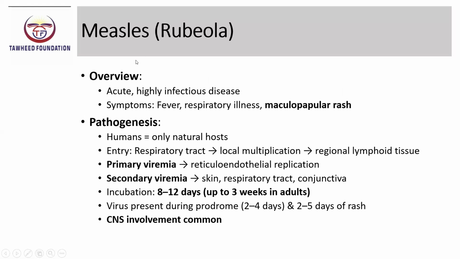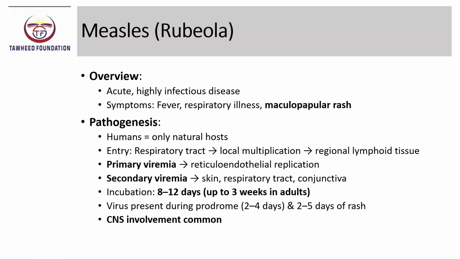Overview of the sixth, measles. Measles is an acute, highly infectious disease characterized by fever, respiratory symptoms, and a maculopapular rash. Overview: it is an acute, highly infectious disease. Symptoms include fever, respiratory illness, and maculopapular rash. Pathogenesis. Humans are the only natural host for measles virus.